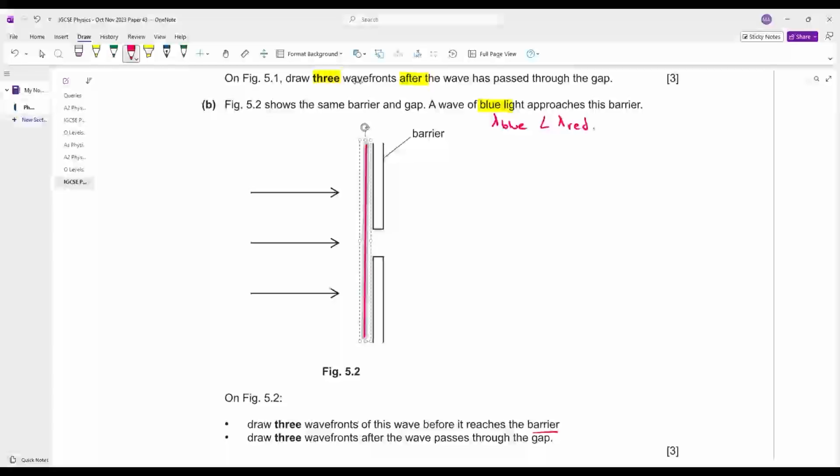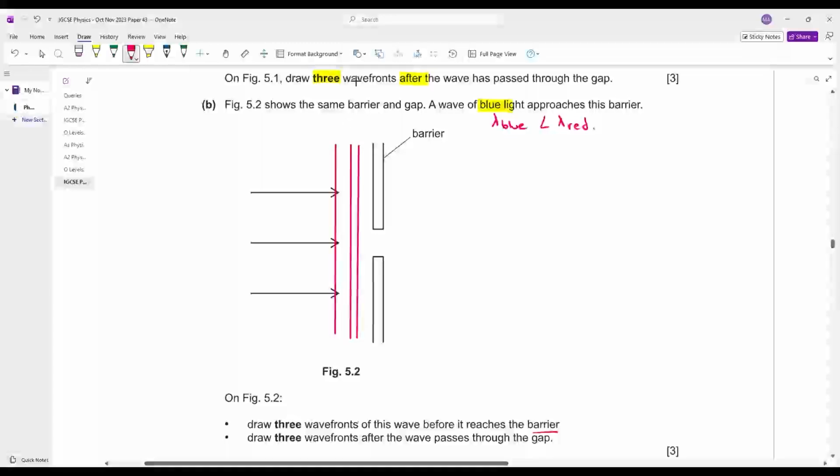Let's draw the wavefronts carefully and make sure that the wavelength, or the gap between the wavefronts, is less for the blue light, because the wavelength of blue light is less.